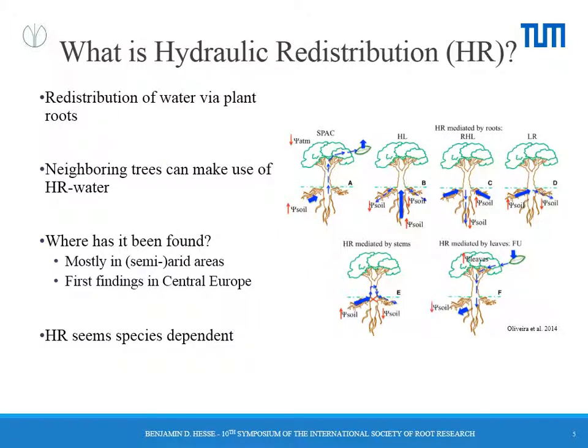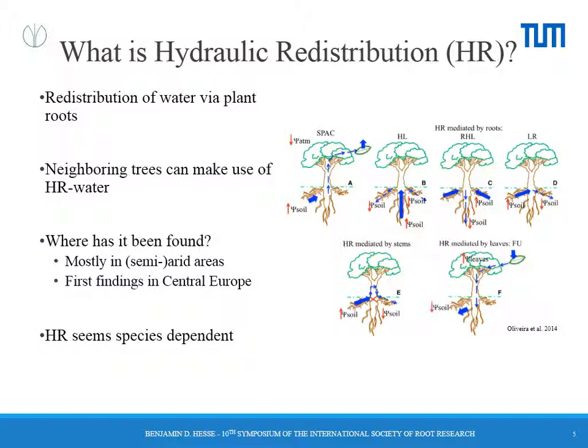So, a short introduction to what is hydraulic redistribution. Easily said, it's the redistribution of water from moist soil layers to very dry soil layers via the plant roots. As you can see here, for example, in sketch B, which is called hydraulic lift. So this would mean, for example, that deep rooting trees could take up groundwater or water from still moist soil layers and redistribute it to the shallow, drier soil layers. From this redistributed water, neighboring trees could maybe make use, and by that be supported by the neighbors.